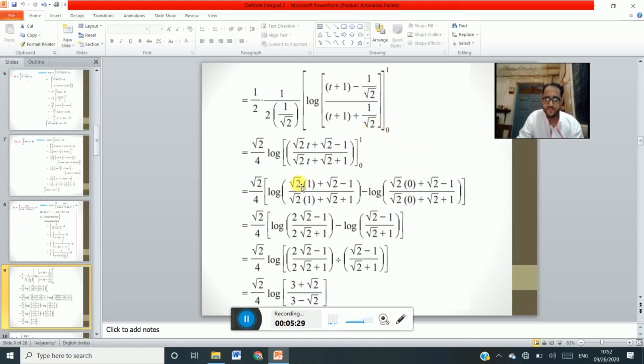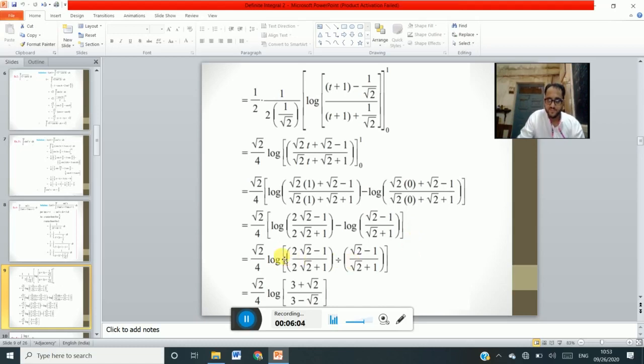Okay, so now substitute the limit. First of all, replace t by the upper limit. So this is root 2 into 1 plus root 2 minus 1 upon root 2 into 1 plus root 2 plus 1, minus log of this lower limit, root 2 into 0 plus root 2 minus 1 upon root 2 into 0 plus root 2 plus 1. Okay, then root 2 into 1 is root 2, root 2 plus root 2 is twice root 2, minus 1 upon same in the denominator, and minus log of, it is 0, root 2 minus 1 upon root 2 plus 1 is there.